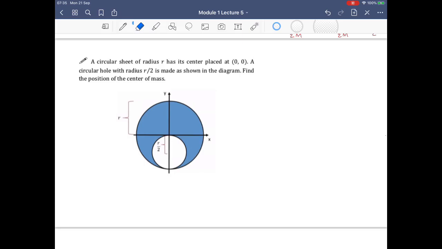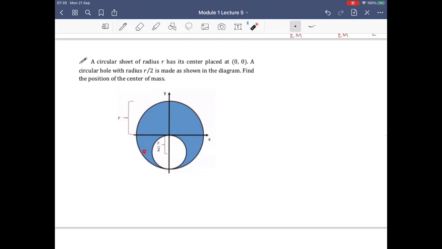The next question tells you that a circular sheet of radius r has its center placed at (0, 0). A circular hole with radius r over 2 is made. So you previously had the whole circular sheet, and then you cut out this hole as is shown in the diagram. Find the position of this new center of mass.